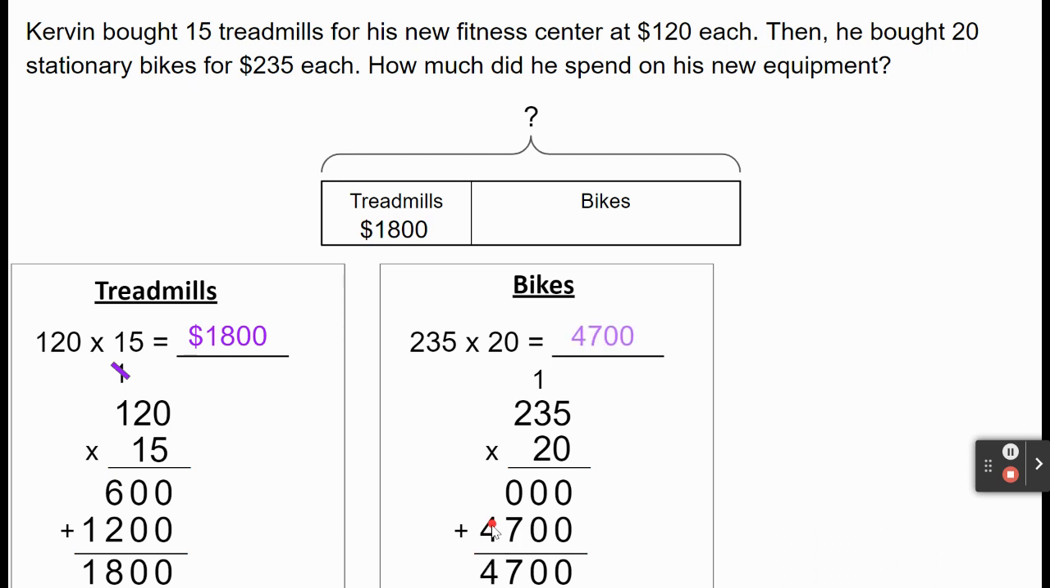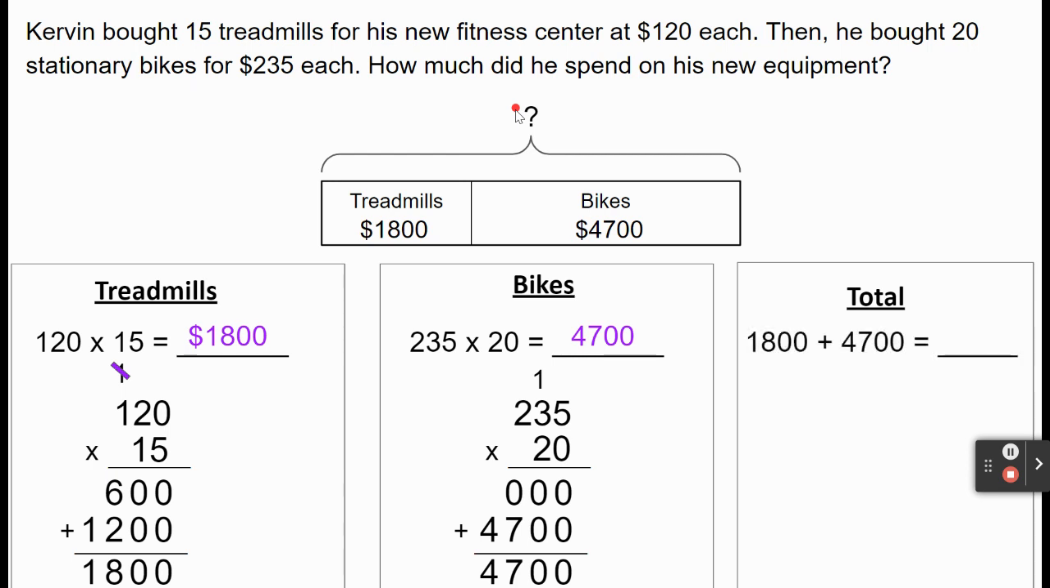So Kervin spent $4,700 on bikes. Let's add these two answers together to find the total amount of money that Kervin spent on the new equipment. So we're going to be adding 1,800 plus 4,700. Let's start by adding the ones place. 0 plus 0 is 0. In the tens place, 0 plus 0 is 0.